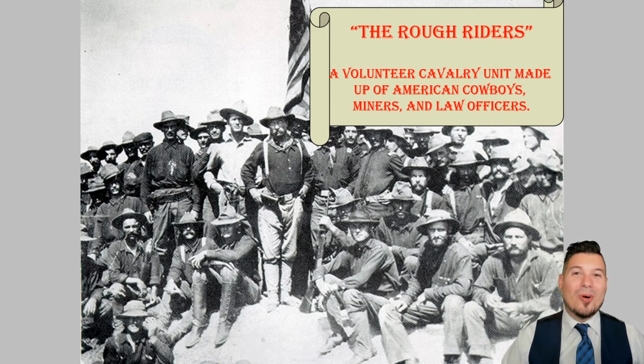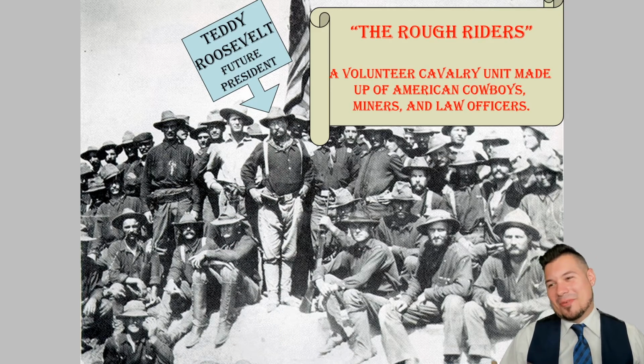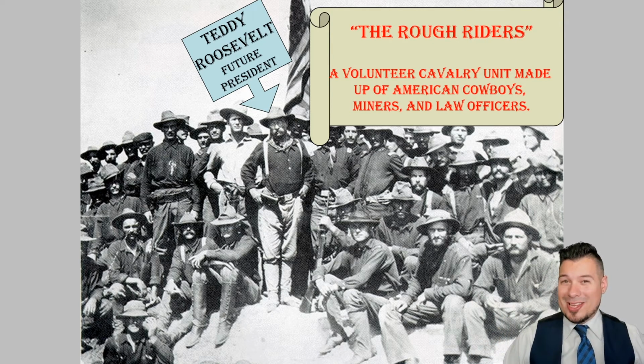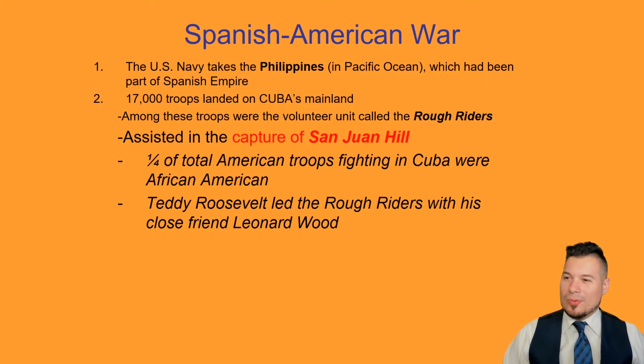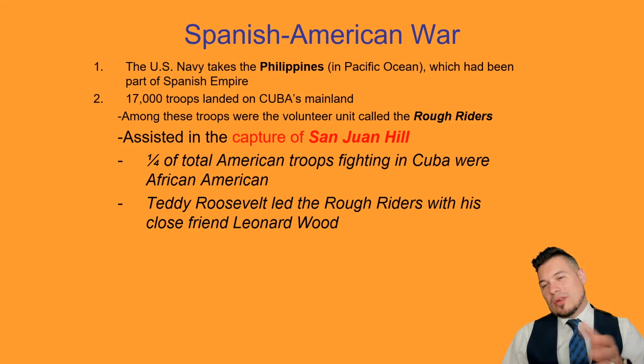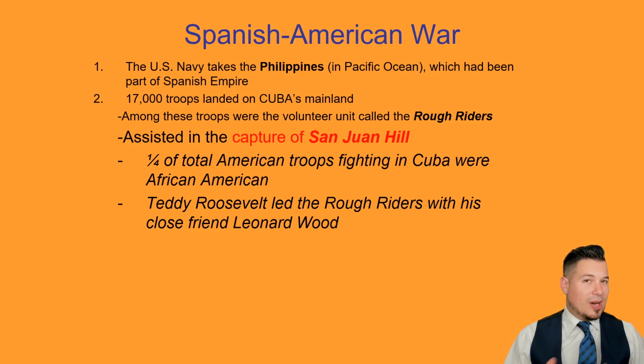In fact, what's even more insane is that they lose half their horses on the way down. And of course, the leader of the Rough Riders, Teddy Roosevelt, future president, right there. Remember, this is 1898. This is prior to Roosevelt being president, okay? Roosevelt's not president until 1901. So they're going to assist in the capture of San Juan Hill. Again, very famous battle to capture San Juan Hill, led by Teddy Roosevelt and the Rough Riders. A quarter of the total American troops fighting in Cuba were African American.